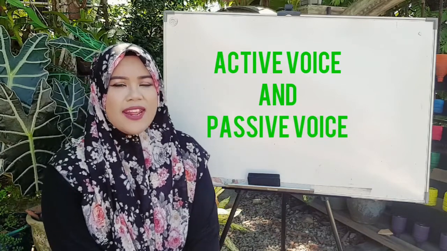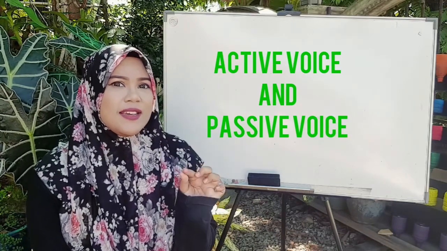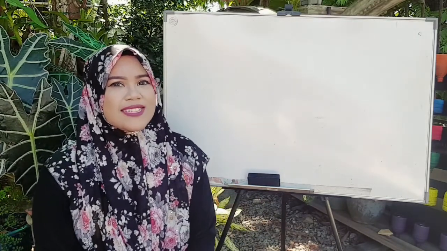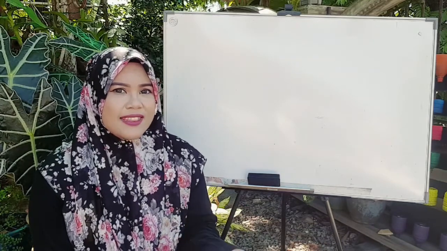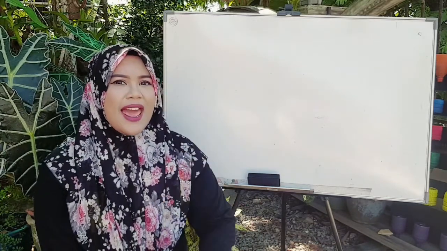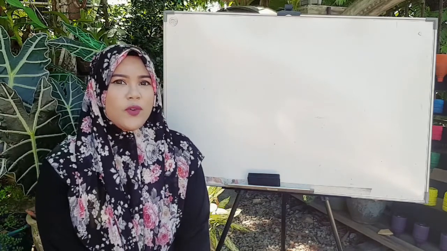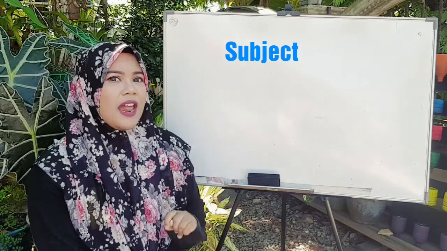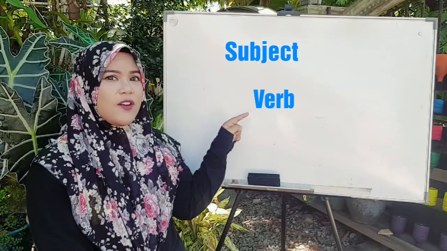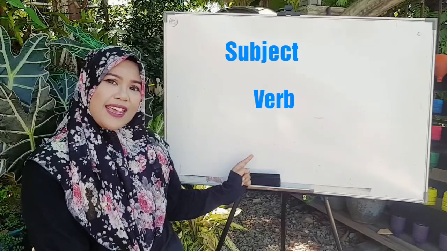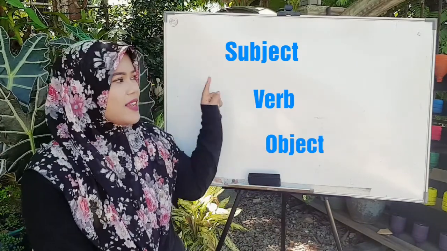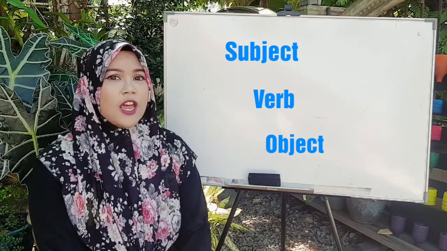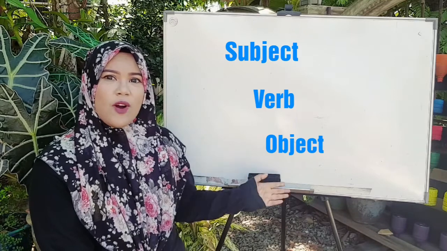But before we do that, let me explain to you a little bit about the basic knowledge that you have to know about a sentence. In a sentence, there are three main elements that you have to know, which are number one, the subject. Number two, the verb. And number three, the object. Subject, verb, and object. So what is subject, what is verb, and what is object?